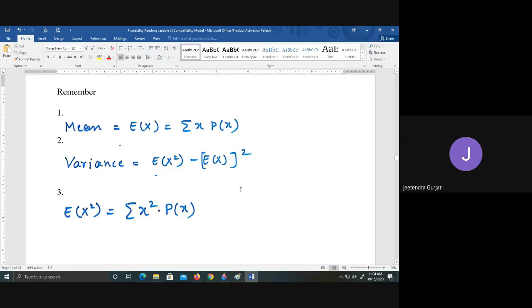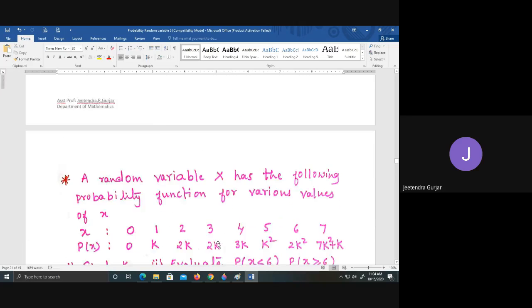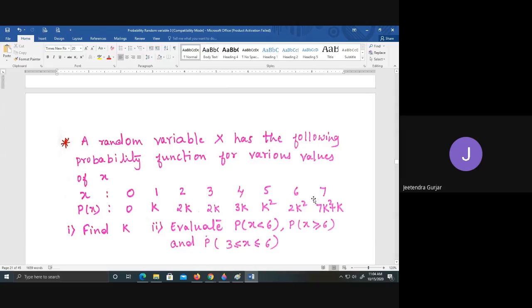Variance of random variable is given by sigma square, which is equal to E of x square minus E of x the whole square. Here E of x, we can also write as mu, which is mean, the whole square. So again, you have to also remember that E of x square is equal to summation x square into P of x. So remember these important formulas.